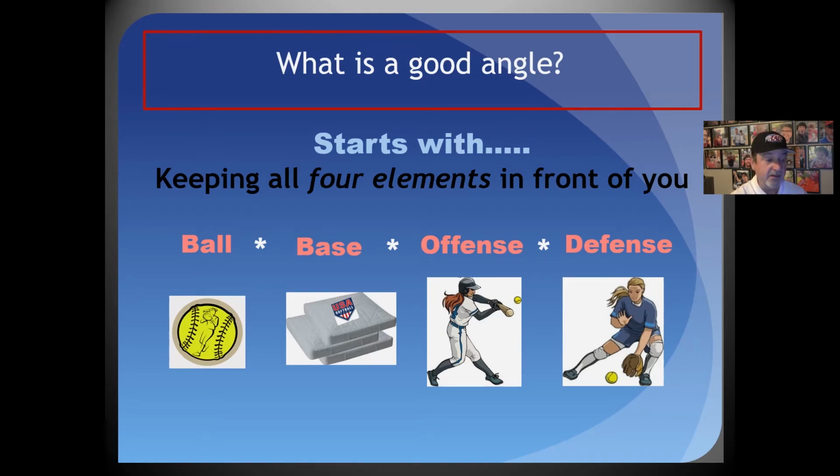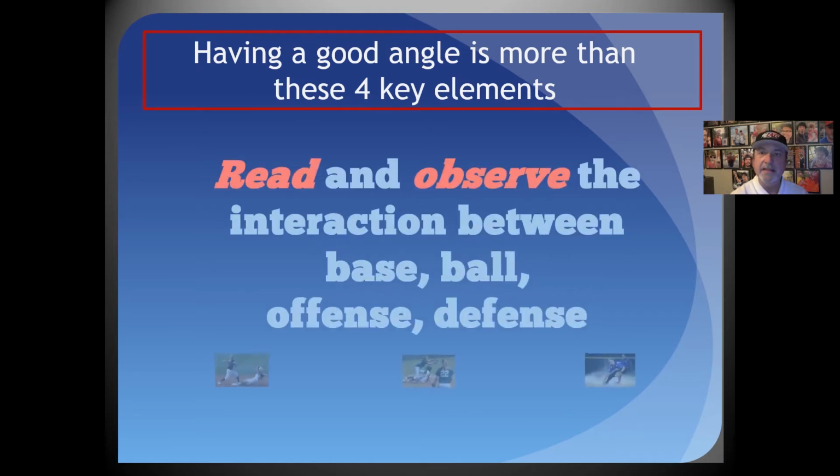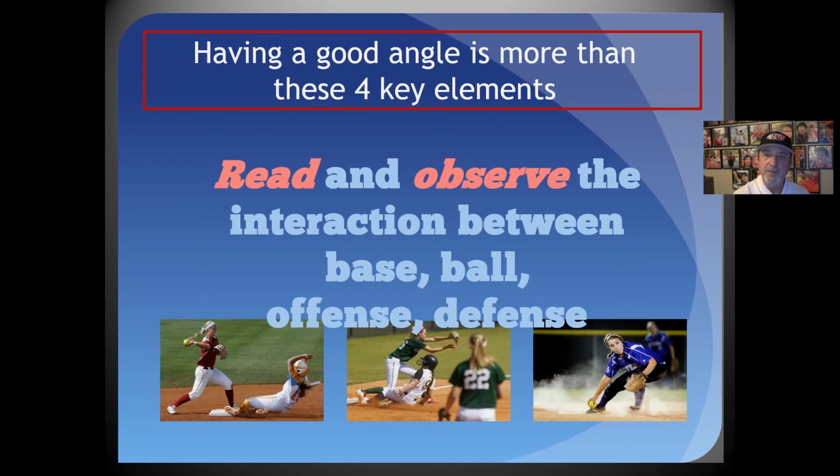In most cases, you're going to. But you have to have these four key elements in front of you as a starting point as you kind of identify what angle you should be at. There's more to it than that, as you would imagine, or we'd all be officials. But the bottom line is that you have to read and observe the interaction between the base, the ball, the offense, and the defense. And what that means is adjust to the play.